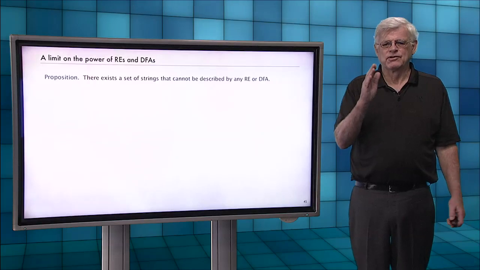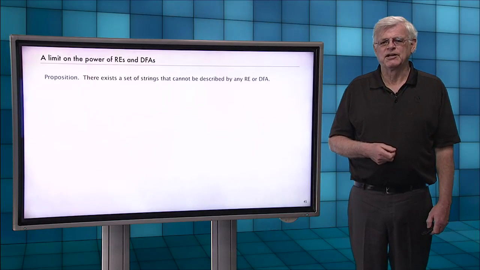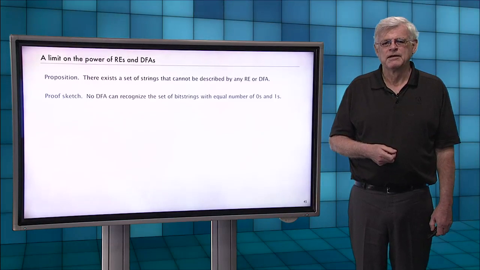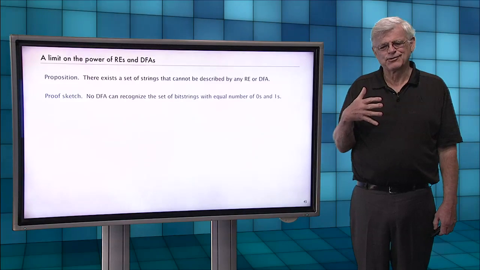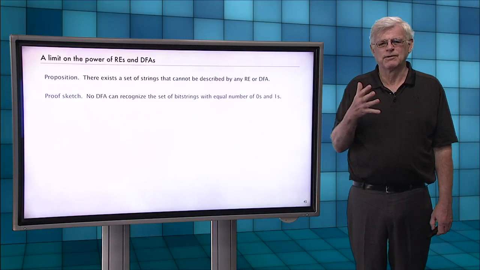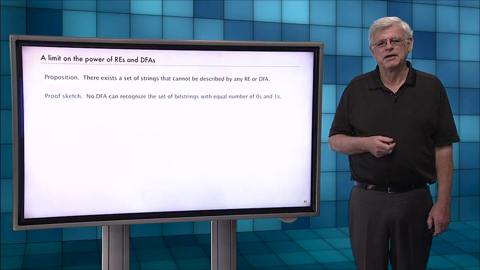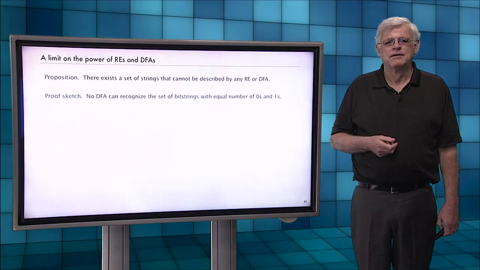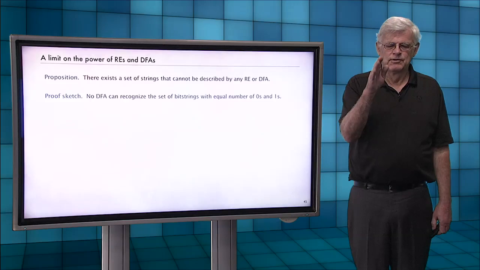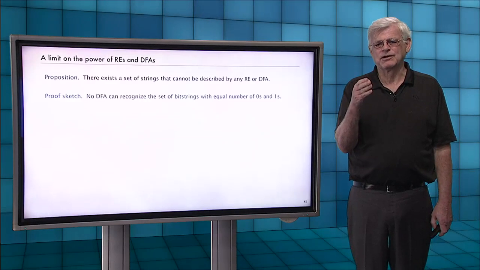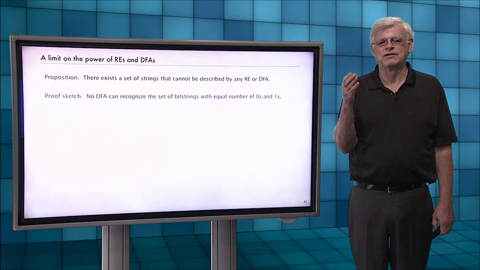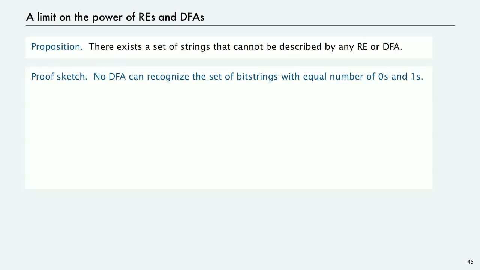So our proposition is that there exists a set of strings that can't be described by any RE or DFA. And we're going to actually do a proof. We try not to do too many proofs in this course, but a couple of them are really important, and this one you'll be able to understand. What we're going to do is prove this by showing that for this specific language, the set of bit strings with equal numbers of zeros and ones, no DFA can recognize that set. So our proof is going to be by contradiction.